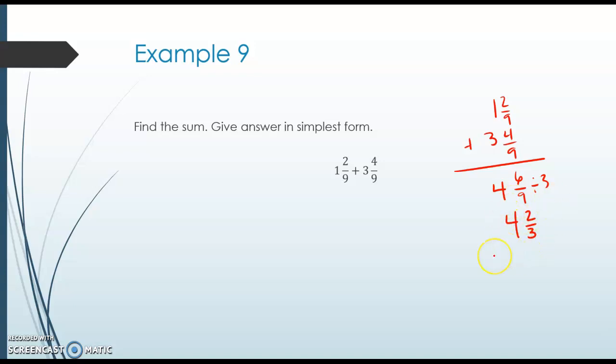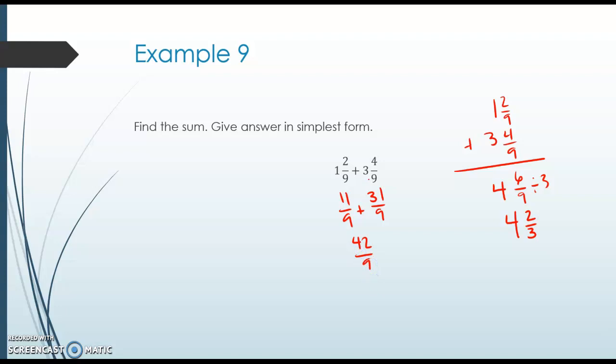So that's one way. Now, the way that I prefer to do it, because then I don't have to remember, do I need to do it for this problem? Do I not? I just always make them improper fractions. So I'm going to do 9 times 1, which is 9. 9 plus 2 is 11. So I'm going to have 11/9 plus, 9 times 3 is 27. 27 plus 4 is 31. So we're going to have 31/9. So 11/9 plus 31/9. And then I'm going to take 11 plus 31, and I'm going to end up with 42/9.